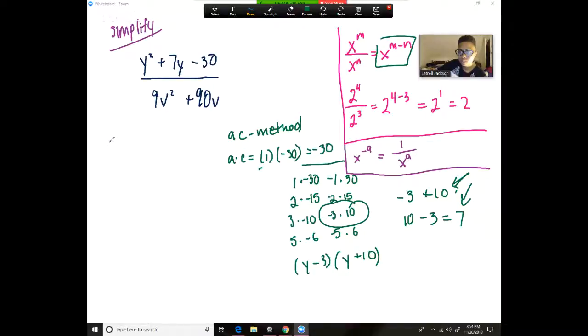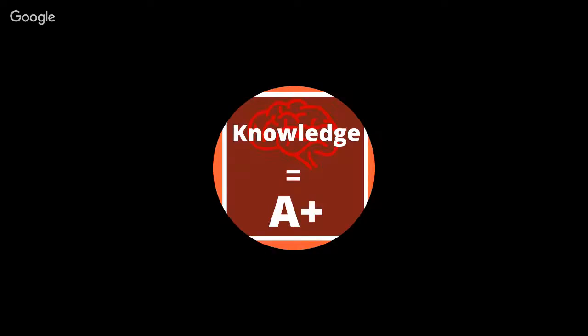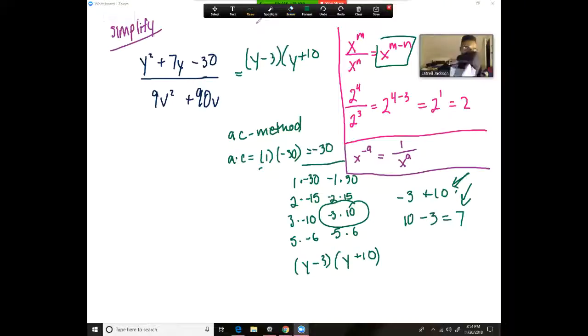So our numerator is now y times, let me write this over here, y minus 3, and now let us factor the denominator. We're using y here: 9y squared plus 90y.